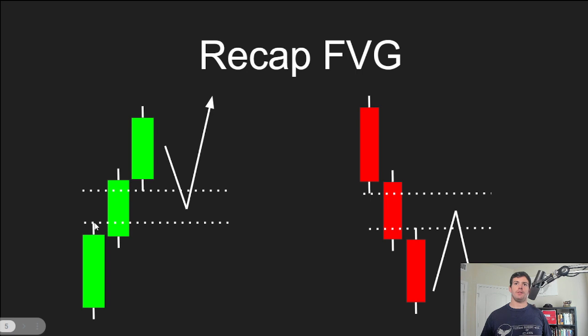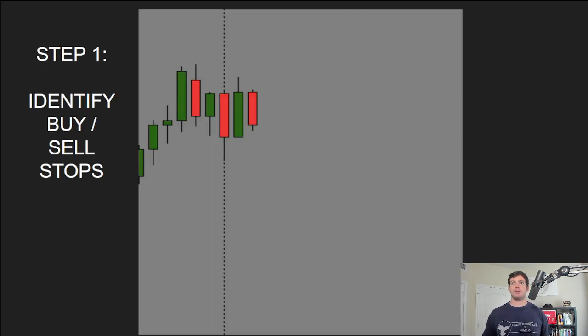For our fair value gap, we just have to have a gap where there are no wicks touching right there. Then we look for them to fill it and trade the opposite direction.